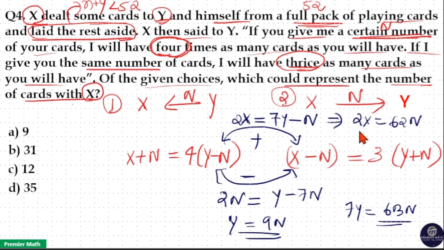Then x is equal to 31n. Now we have got this: x value 31n, y value 9n.